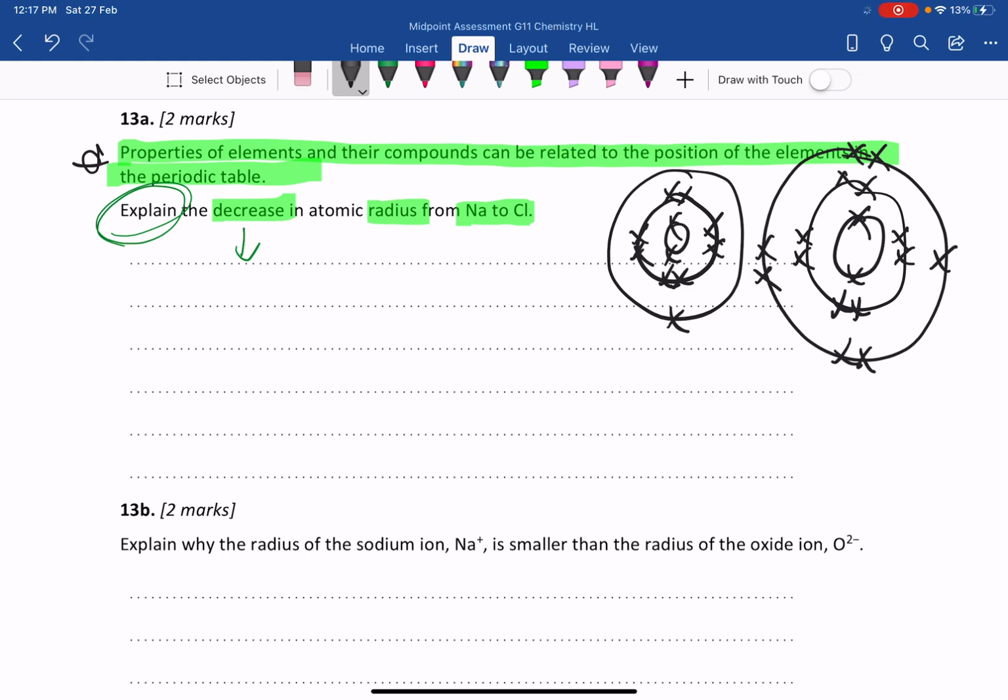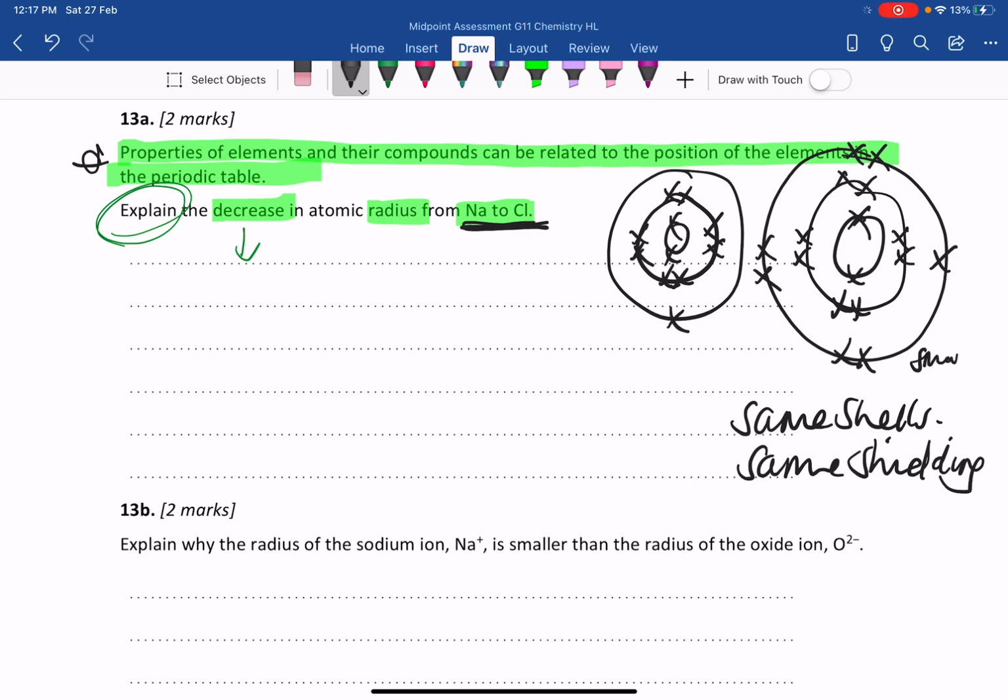The first thing that you'll see when you have this is that they have the same number of shells. That means that they have more or less the same amount of shielding. There isn't any additional shielding. Also, double check, are they ions or are they atoms? They are atoms. So what we're looking at here is, if chlorine, which has got more electrons, has got a decrease in atomic radius, so if this one is smaller and this one is bigger, despite the fact that this has more electrons, then we need to be thinking about attraction.